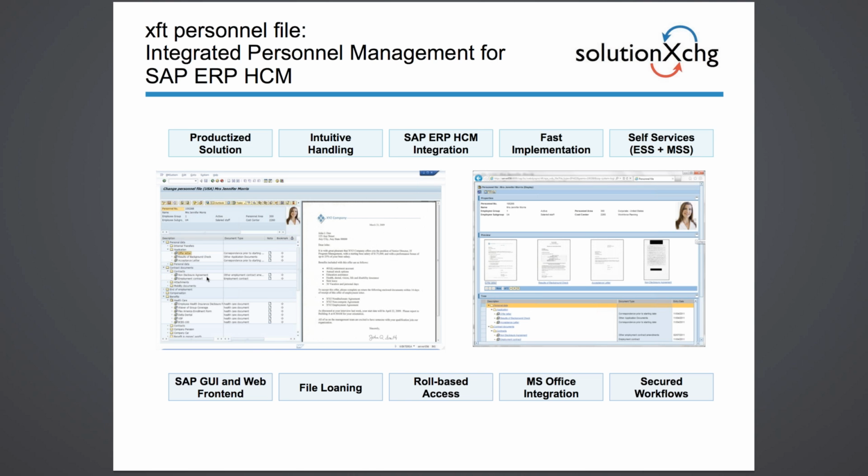We can also integrate each individual file types into the info type screens. Most customers, once they see the personnel file, decide not to do that anymore, but that option exists as well. So you would have two access points, the file folder structure view, as well as the info type view to pull up documents.